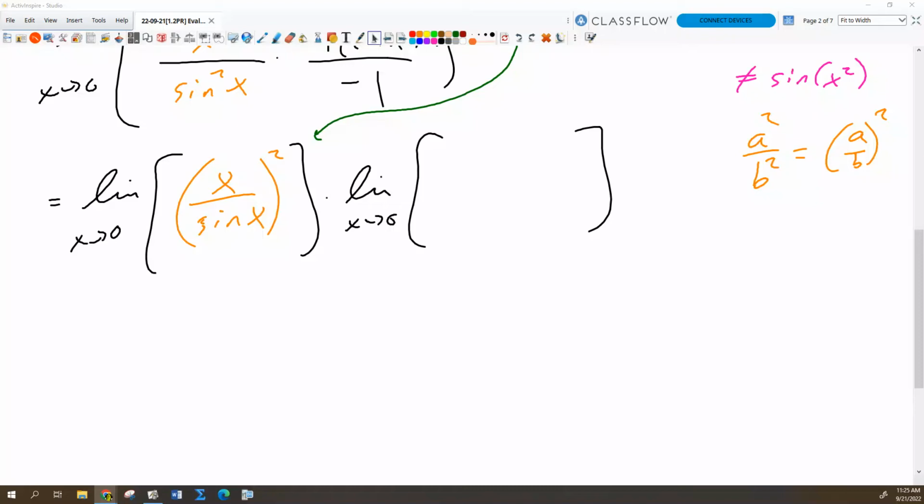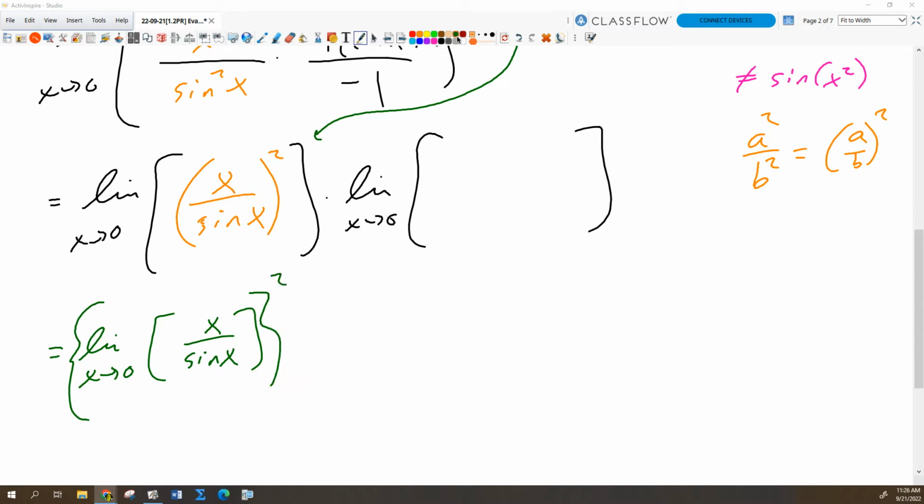All right, so then if we apply that here, does everybody agree, cross your fingers, that we could write this as the limit of x over sine x as x approaches 0, quantity squared, right? And that's a limit we know. That's 1 squared, which is 1.